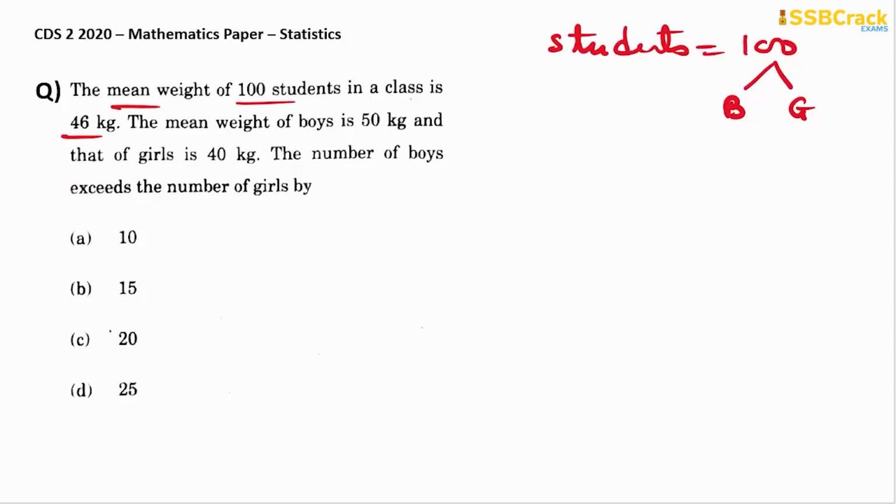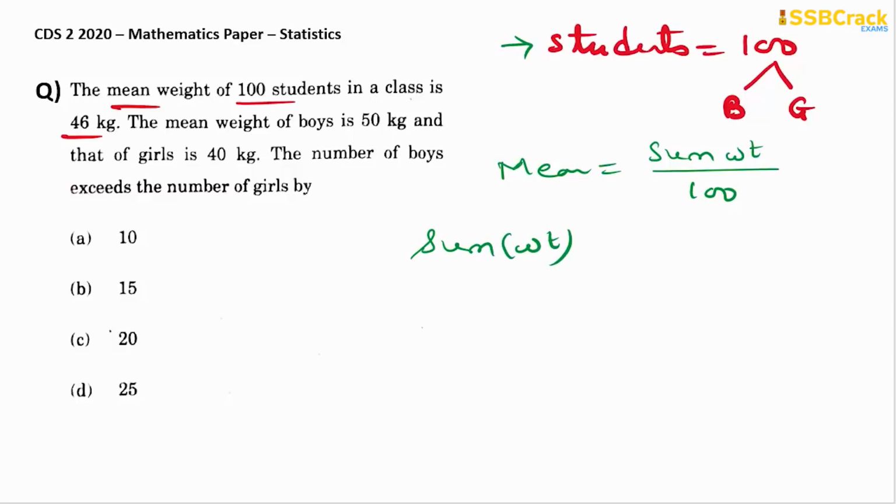So they have given us the mean of the 100 students. You know the formula of mean, right? So what is mean? Mean is the sum of weights divided by the number of observations. So the number of observations here is nothing but the number of students, right? So they are total 100 in number. So the sum of weights, which includes both boys and girls weight, is 100 into the mean, because this mean is known to us. What is that? The mean weight of 100 students, 46 kg. So it will be how much? It will be 4600 kgs.